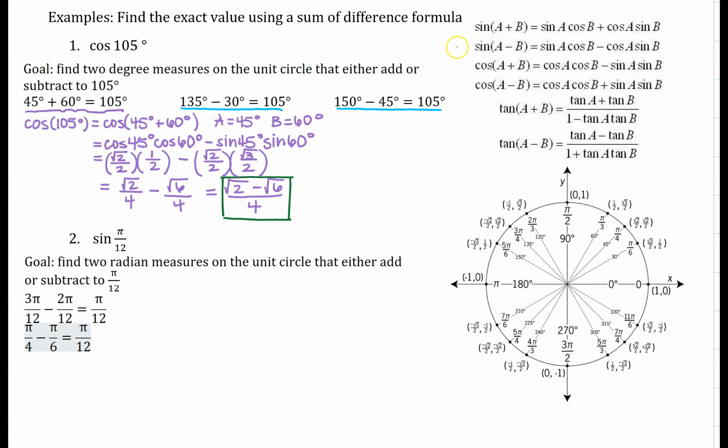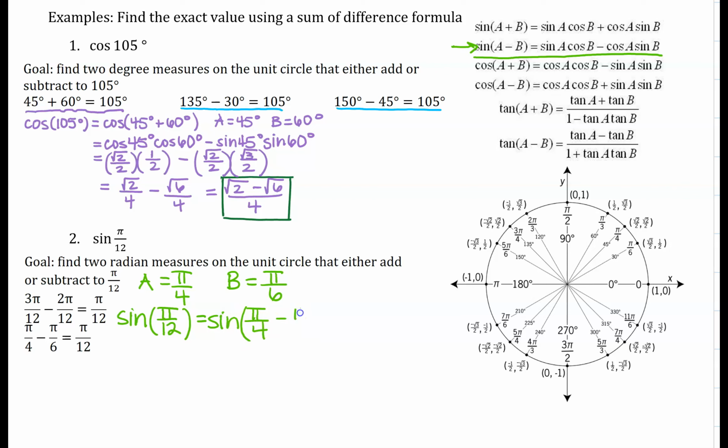So we will be using the sine A minus B formula, where our A will be pi over 4 and our B will be pi over 6. So we are finding sine of pi over 12, which is equal to sine of pi over 4 minus pi over 6.